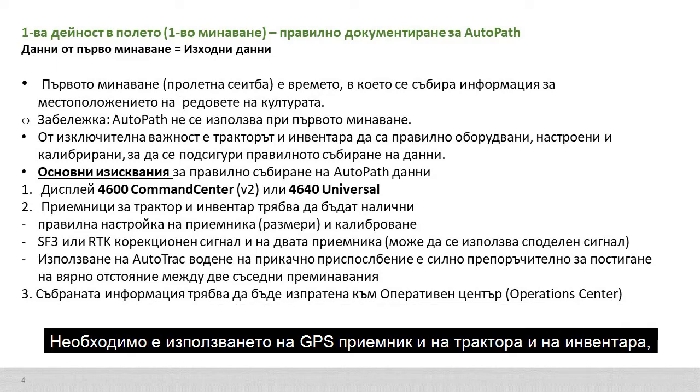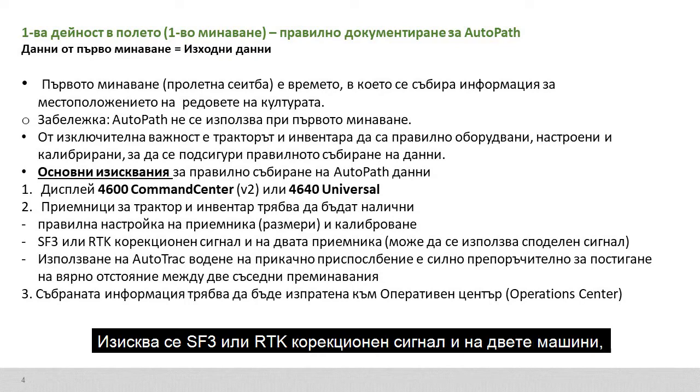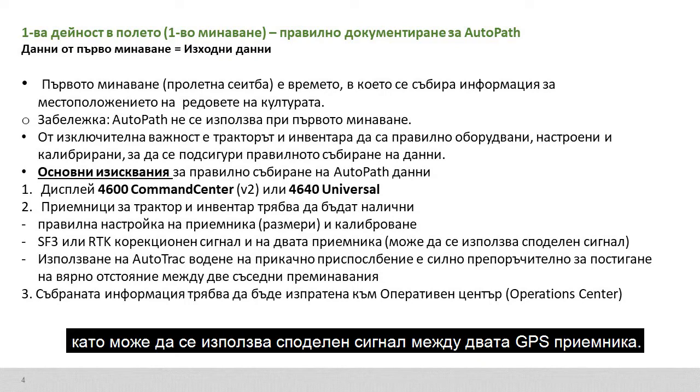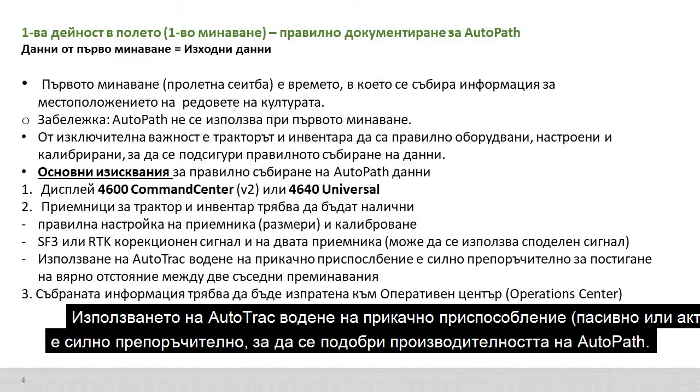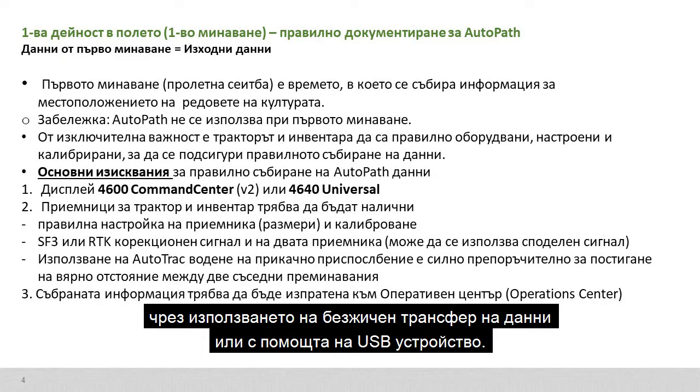Both tractor and implement need a receiver on them with the correct offsets and calibration, including TCM calibration. SF3 or RTK signal is required on both machine and implement receivers. Shared signal can be used. Implement guidance is highly recommended to increase AutoPath performance, passive or active. The complete documentation data for the field must be loaded into your Operations Center organization when finished by either wireless data transfer or USB.